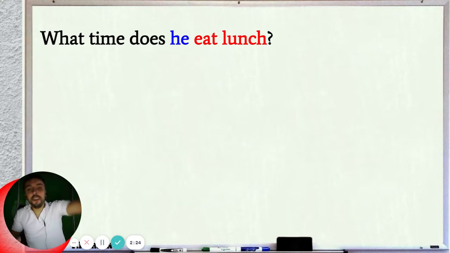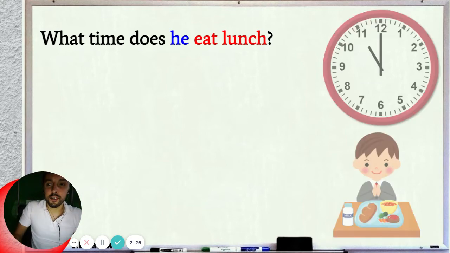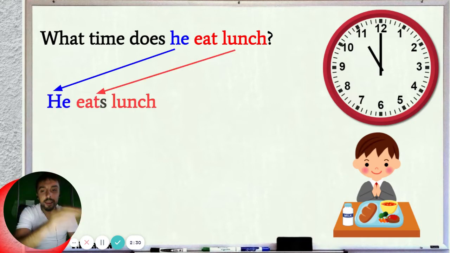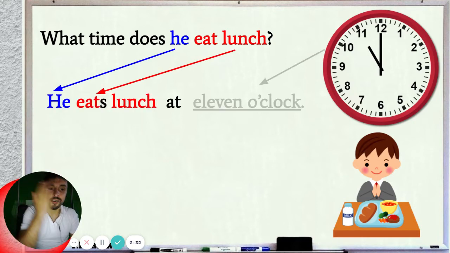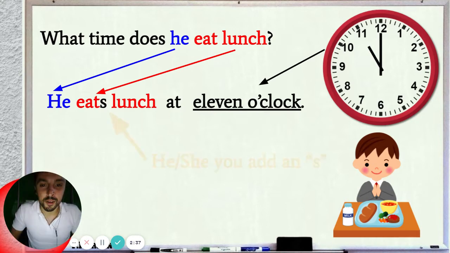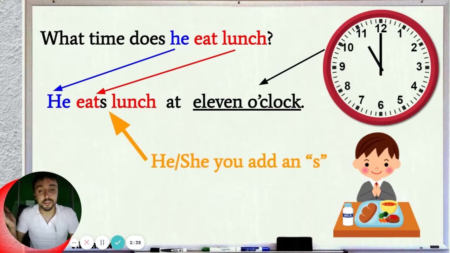Okay, next one. What time does he eat lunch? Okay, let's see. What time does he eat lunch? He eats lunch at 11 o'clock. Okay, next, and remember to add an S. Just remember to add an S to the verb. He eats lunch at 11 o'clock because the pronoun is he or she.